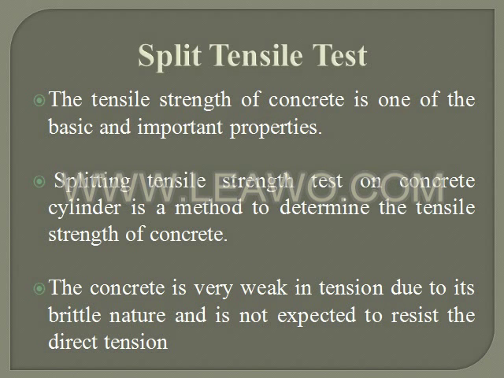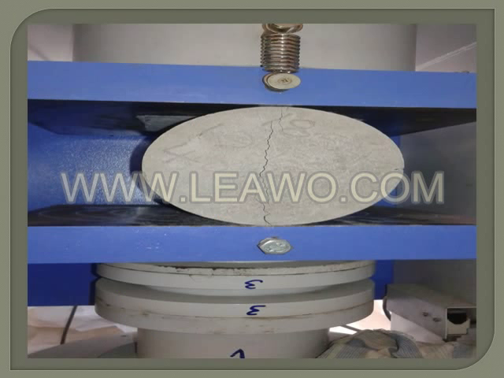Followed by compressive strength testing, it is the split tensile test. The tensile strength of concrete is one of the basic and important properties. The splitting tensile strength test on a concrete cylinder is a method to determine the tensile strength of concrete. Concrete is very weak in tension due to its brittle nature and is not expected to resist direct tension. This picture shows how failure occurs in the cylinder when the load is applied, and the split tensile test is carried out this way.